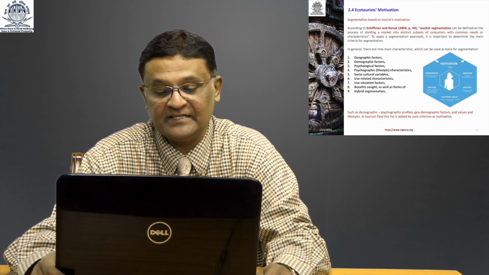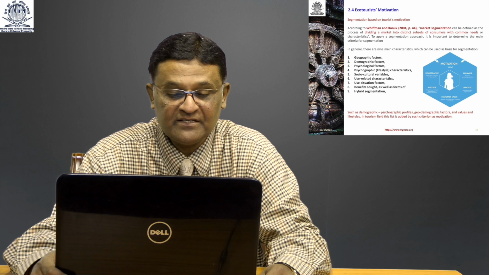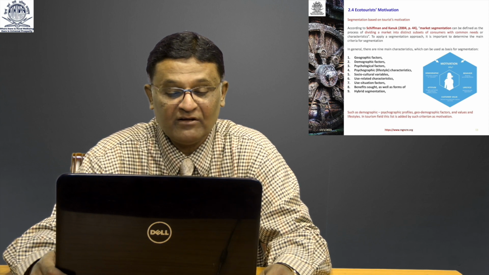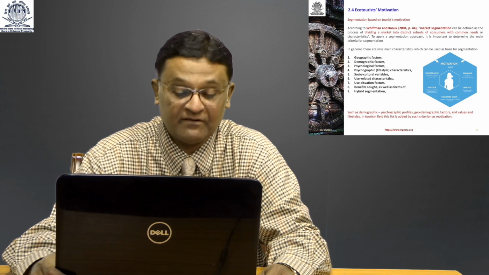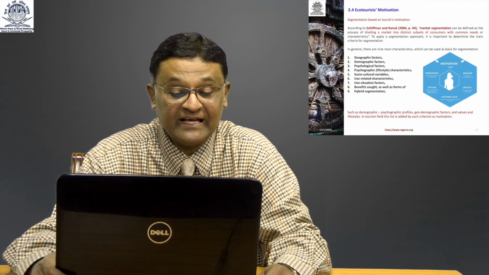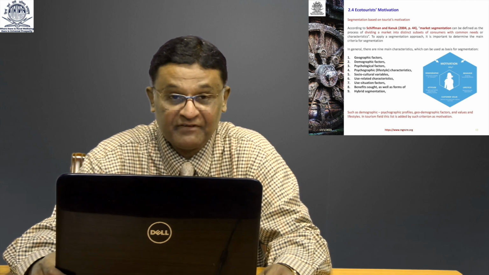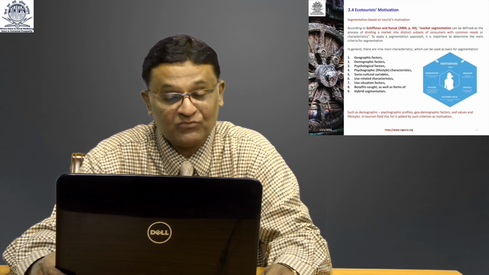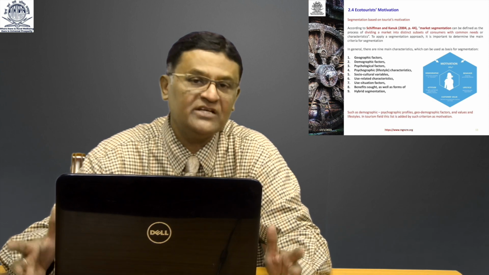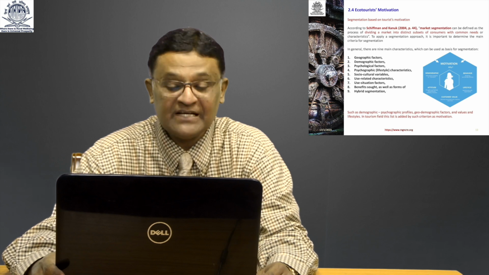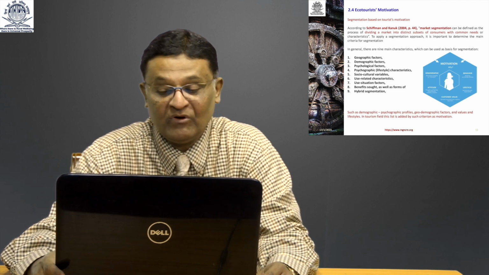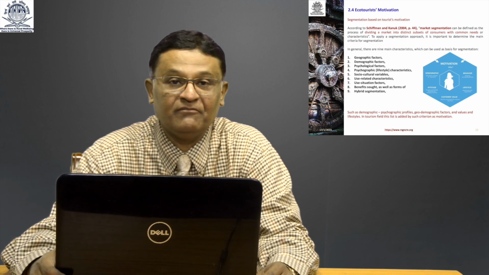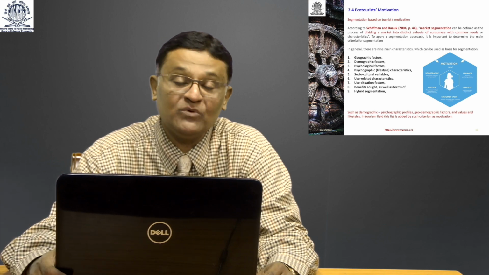What are the main characteristics? One is the geographical factors, then demographic factors, psychological factors, psychographic, that is lifestyle characteristics, socio-cultural variables, use-related characteristics, user situation factors, benefits sought, as well as forms of hybrid segmentation. It's a combination of all these things also. These are the different characteristics for the eco-tourist motivation. So all these things affect us a lot when a particular tourist is coming, when you as a tourist visit a certain place.